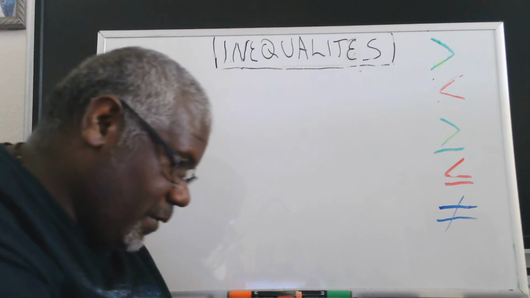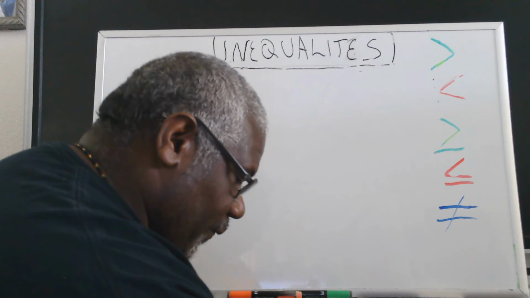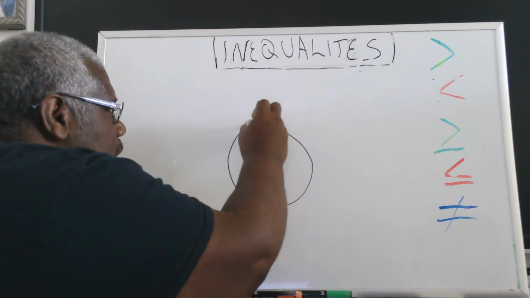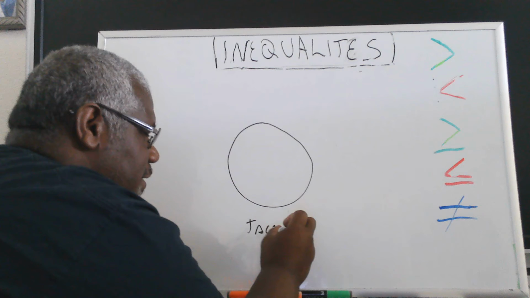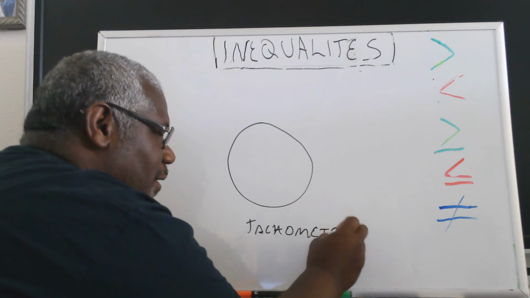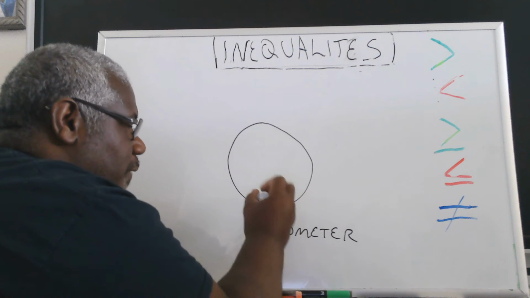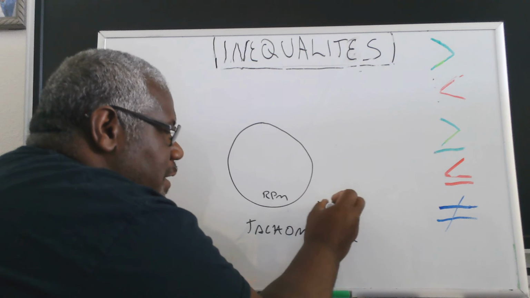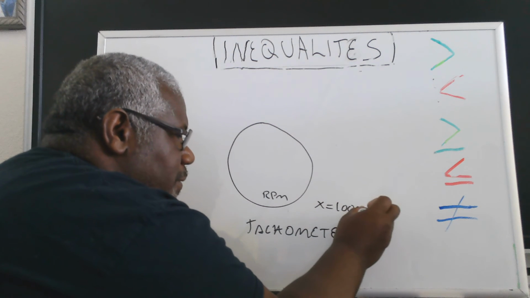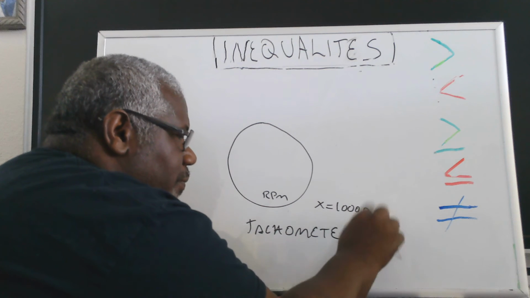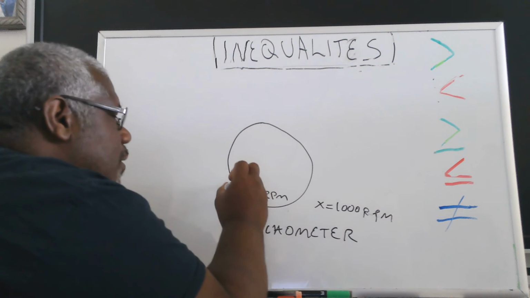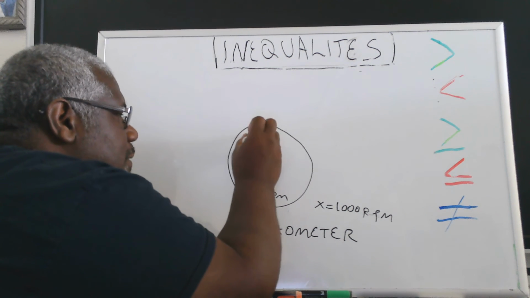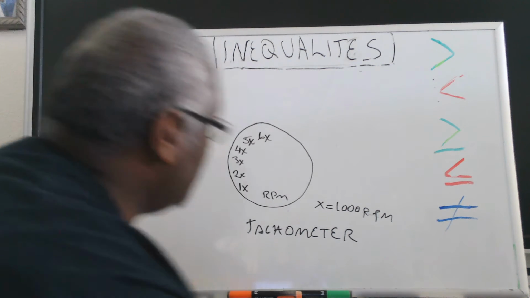Where am I at? Okay. I can give you another example. I think for those of us that want to get into cars, a tachometer, an RPM meter in a car. So if X equals 1,000 RPMs, okay, 1x, 2x, 3x, 4x. Now I'm going to change the colors on you, y'all.